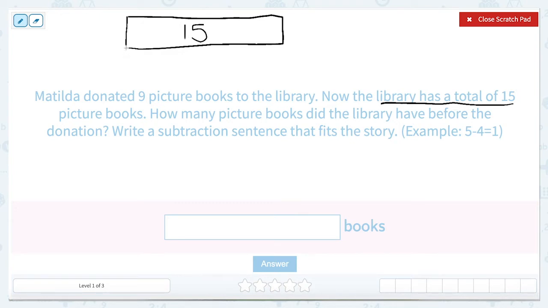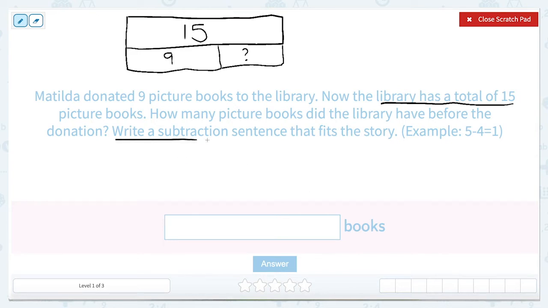Well, then we know that Matilda donated 9 of those. So let's put 9 in here. And we're trying to figure out how many picture books the library had before she donated. So this piece and this piece are going to equal this piece.